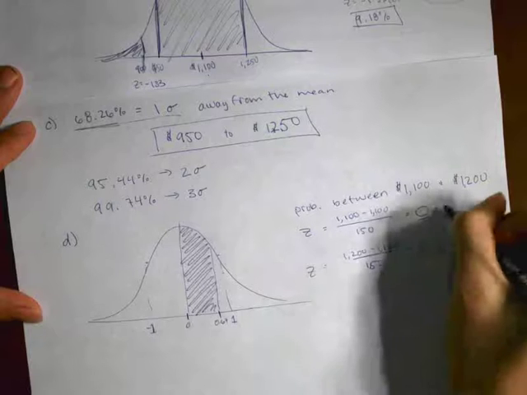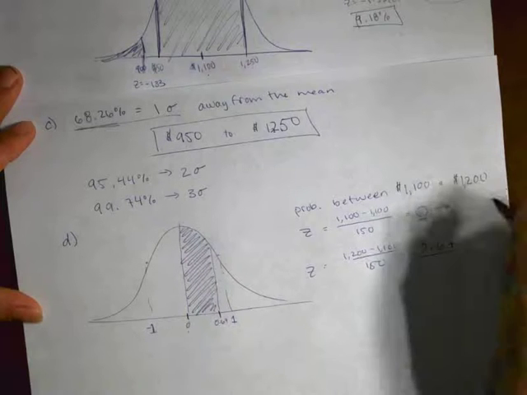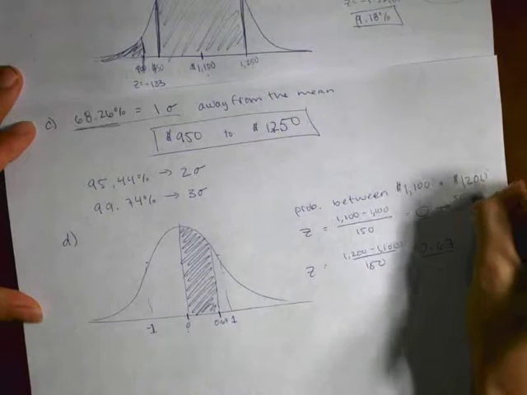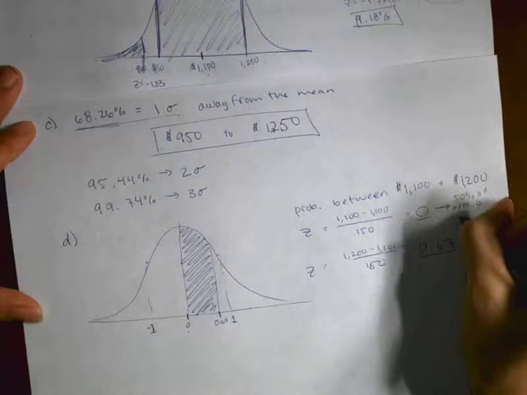So the z of 0, that's the mean, that corresponds to 50% of the area. So that is 50% of the area is to the left.